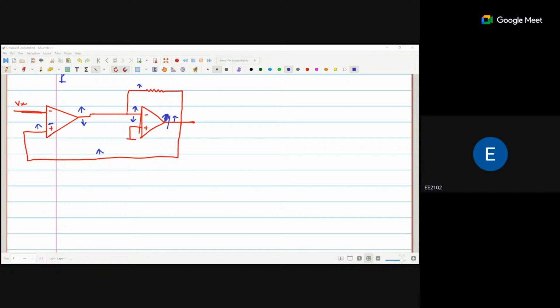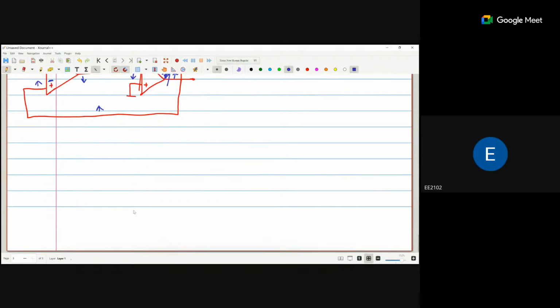Now after that we go with the inverting and non-inverting amplifier. So this is my op amp. We saw that we apply two inputs, one is V1, one is V2. In between them, one resistance is connected.